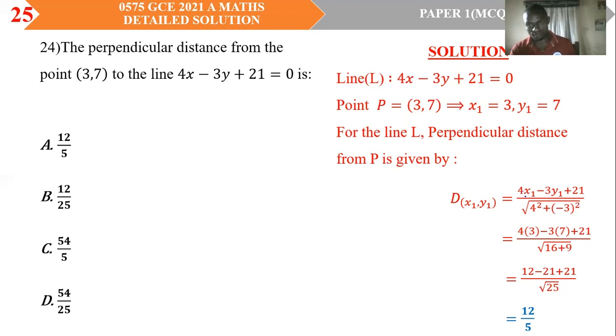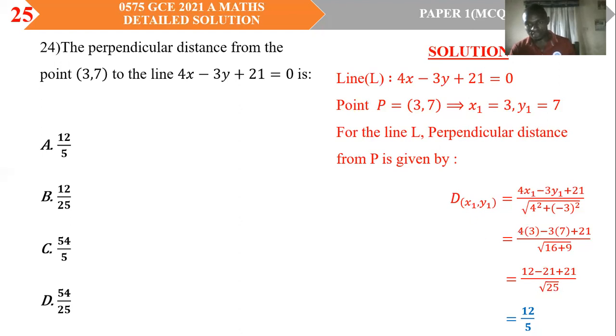Why 4x1 and 3y1? Looking at the line, you see that all the numbers in the equation of the line are maintained, the 4 and the negative 3 are maintained, but only the x and the y are changing and being replaced by the coordinates of the point that has been given, the point at which the perpendicular distance is calculated.